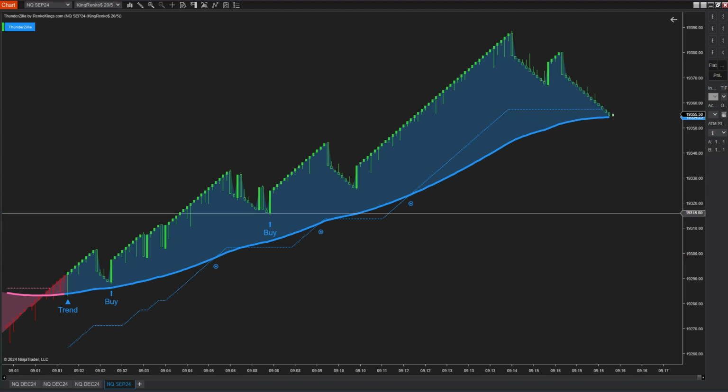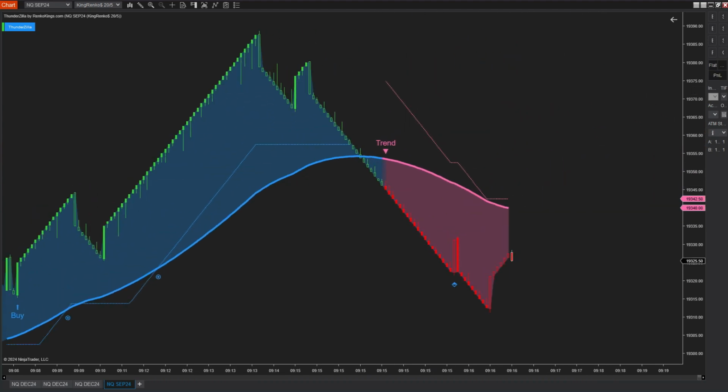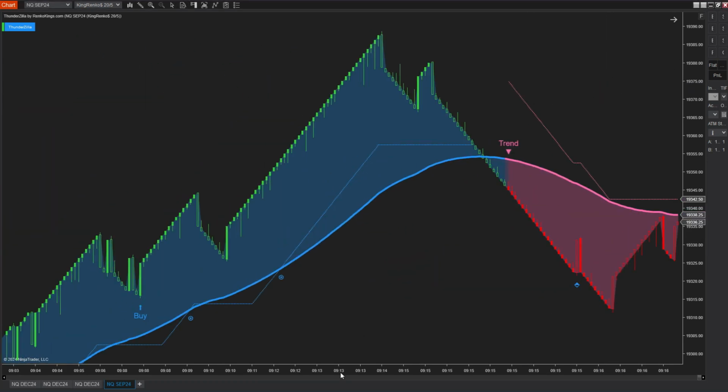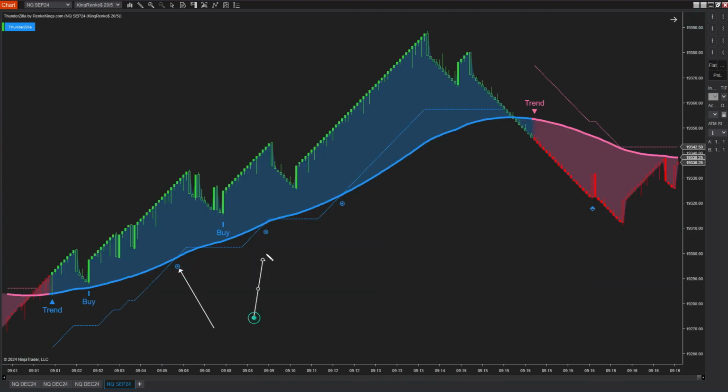We often get questions from traders about how to manage their risk and avoid exiting trades too early. ThunderZilla is a great solution for this. It helps you stay in your trades longer and make the most of the trend, which means you can better manage your risk and secure your profits.